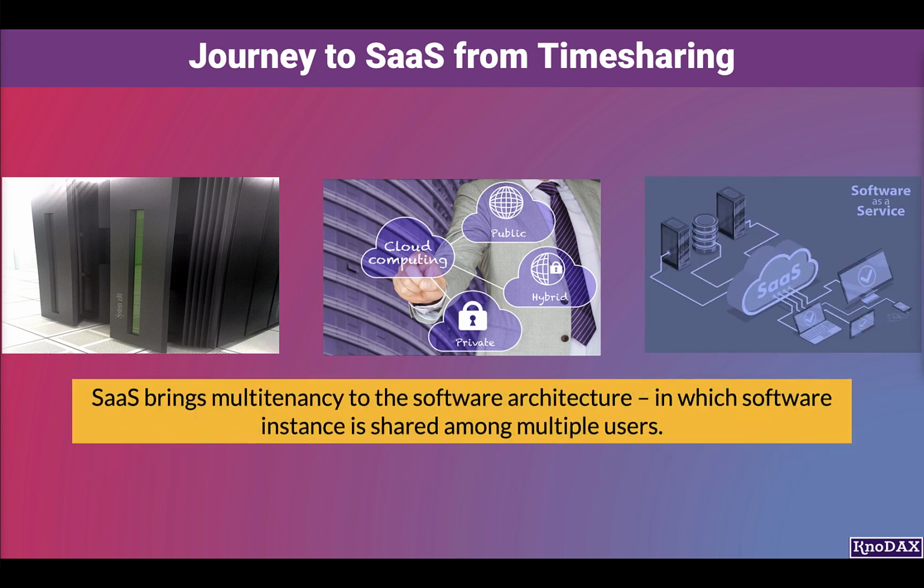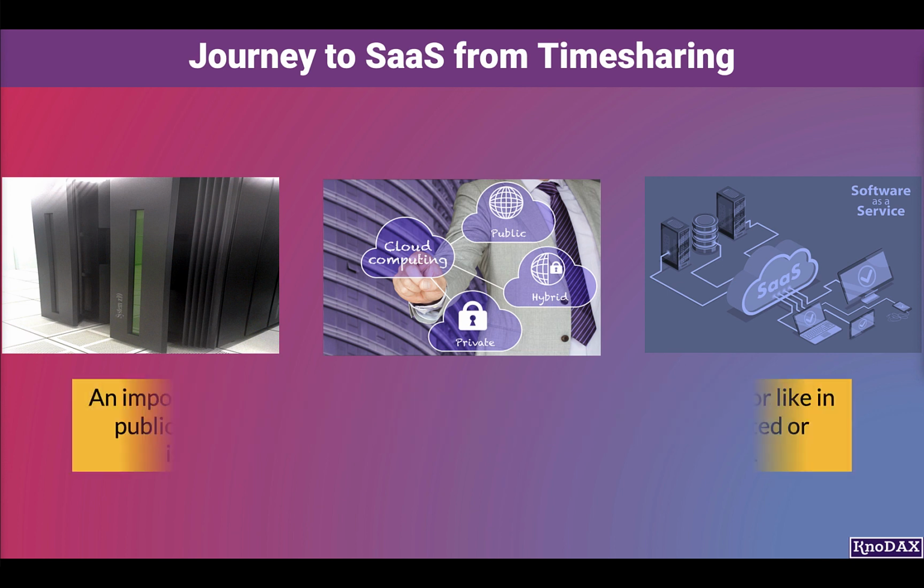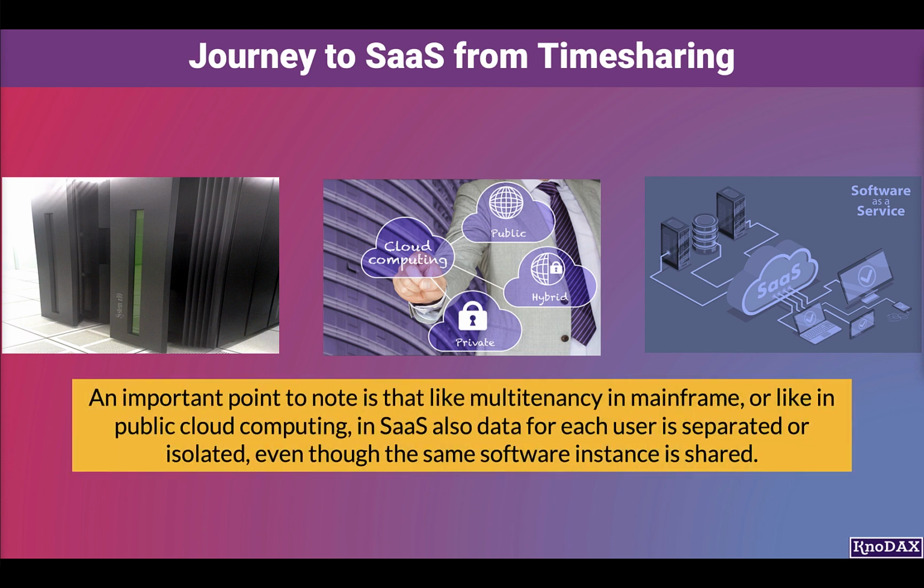SaaS brings multi-tenancy to the software architecture, in which a software instance is shared among multiple users. An important point to note is that like multi-tenancy in mainframe, or like in public cloud computing, in SaaS also, data for each user is separated or isolated, even though the same software instance is shared. To separate data, typically, SaaS providers use separate databases for each SaaS client.